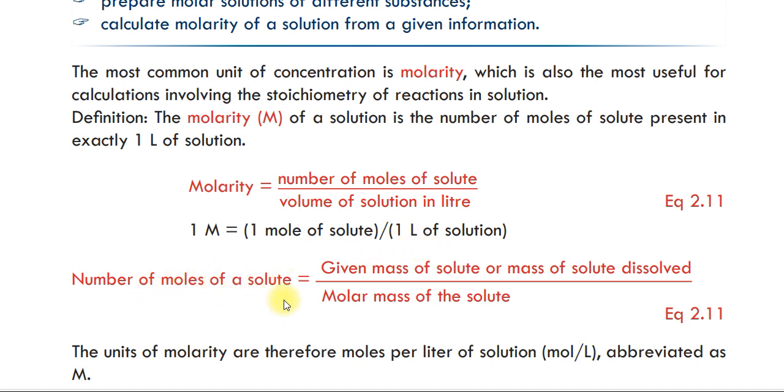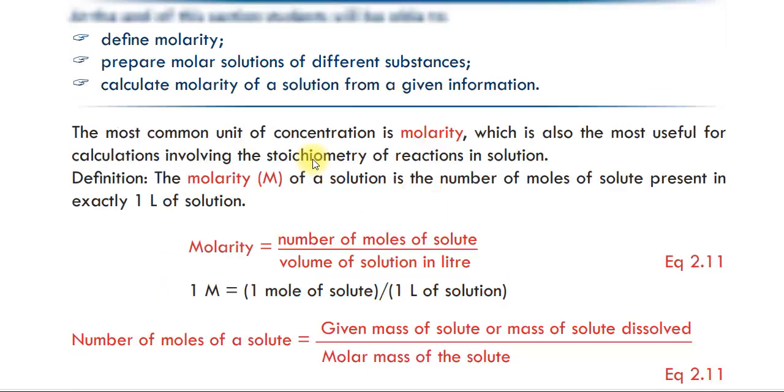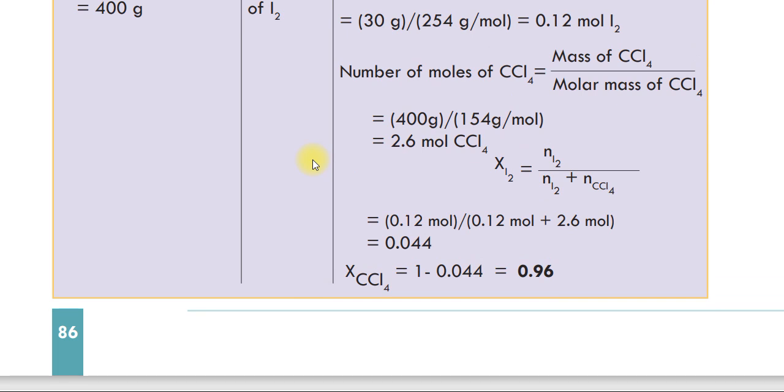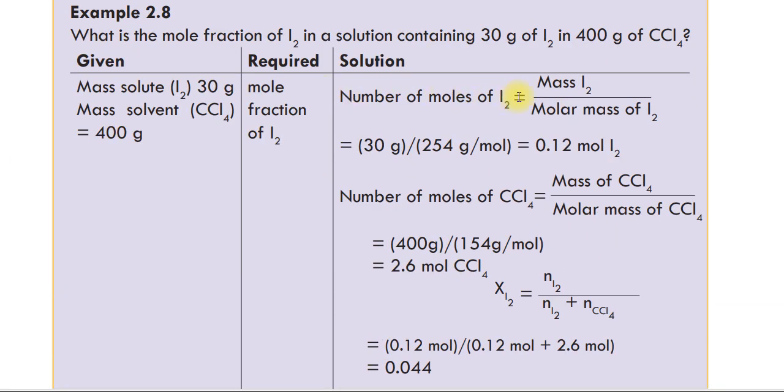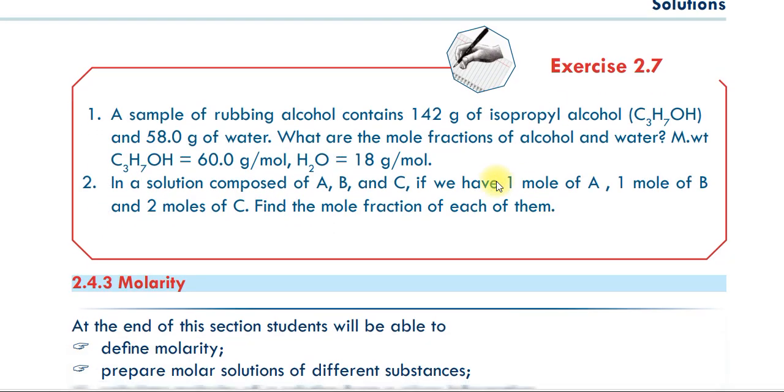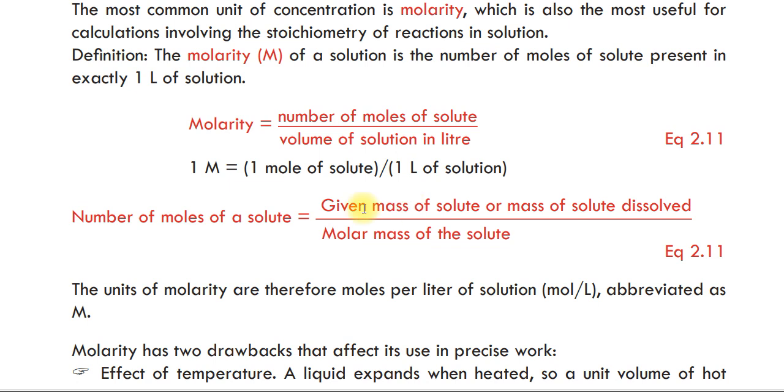Number of mole of a solute equals given mass of a solute, or mass of a solute dissolved, over molar mass of a solute. When we calculate number of mole of a solute, given mass divided by molar mass, as we did for number of mole of iodine, mass of iodine over molar mass of iodine. So here too we use given mass over molar mass.